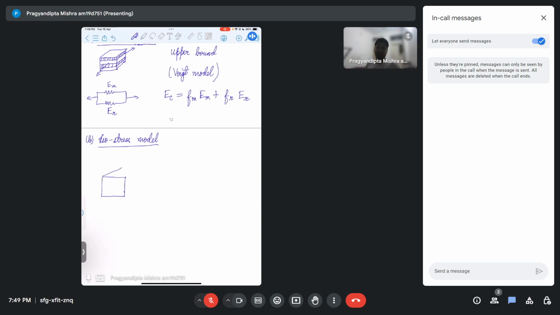So every alternate layer is composite and matrix. So you're applying the stress again like this, or load like this. Okay. So this is the isostress model. Now here, this is how we have the arrangement, we are seeing something like this.